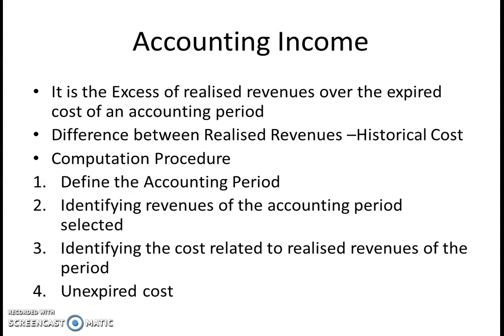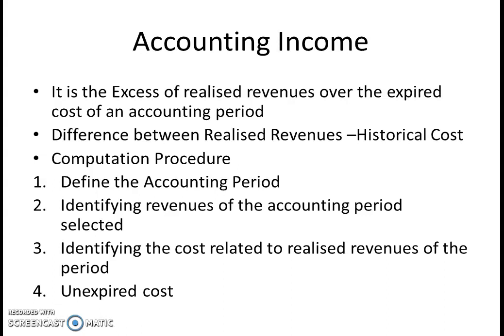Realized revenues: from your sales, you minus all the purchases and trading expenses, you get gross profit. From that, you minus all the office expenses, the selling and distribution expenses, and financial expenses, which are basically the historical cost. So from your realized revenues, meaning revenues already realized from the sales amount and the other incomes which are received, when you minus the historical cost, what you get is basically accounting income.